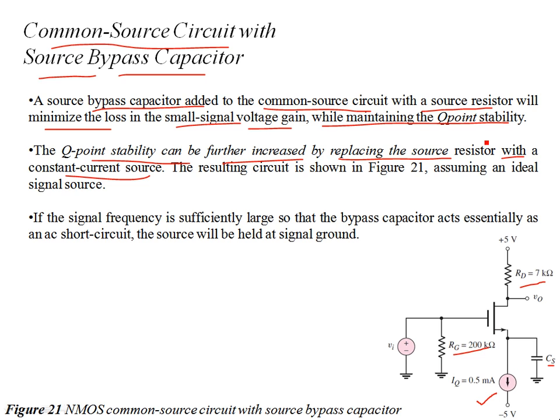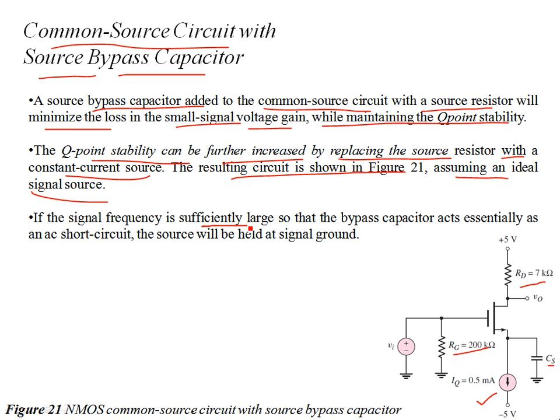So the idea is just to show that if you have a bypass capacitor with the source resistor replaced by a constant current source, you have Q point stability, and the stability is also further increased by replacing the source resistor with a constant current source. So the resulting circuit is shown in figure 21, assuming the ideal signal source.